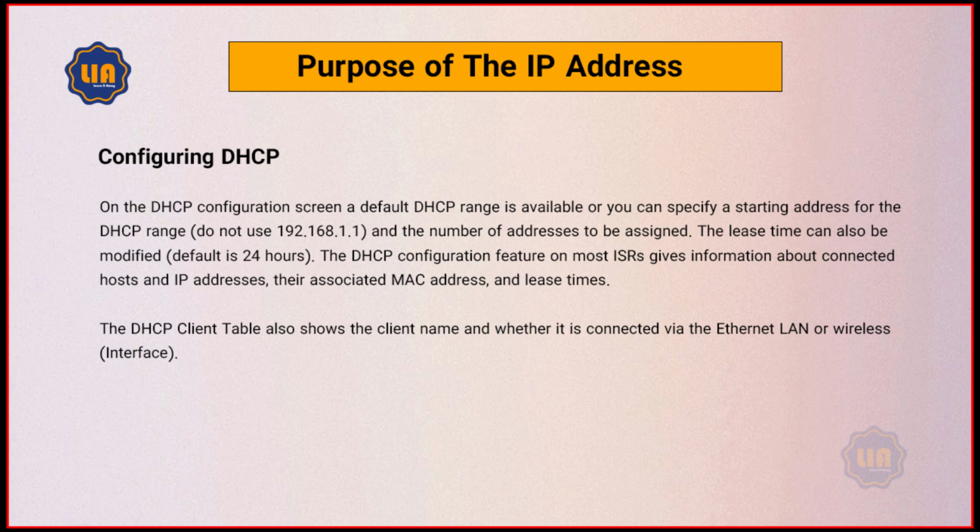The lease time can also be modified. Default is 24 hours. The DHCP configuration feature on most ISRs gives information about connected hosts and IP addresses, their associated MAC address, and lease times. The DHCP client table also shows the client name and whether it is connected via the Ethernet LAN or wireless interface.